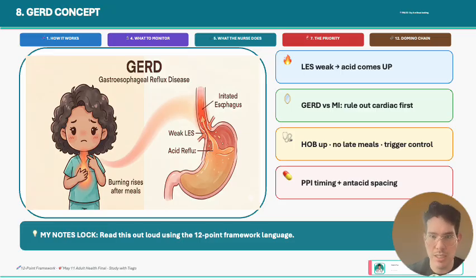So picture the stomach as a hot sauce bottle with a loose cap, right? When the patient lies down, the hot sauce leaks upward, and it burns the tissue that was never supposed to touch it, okay?